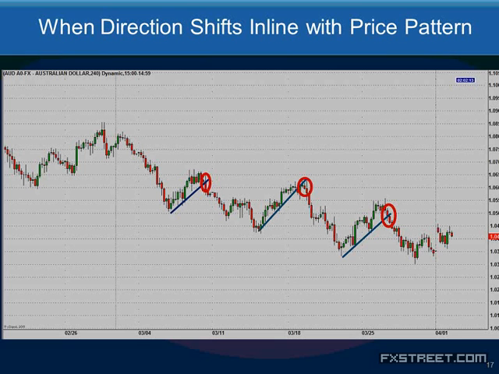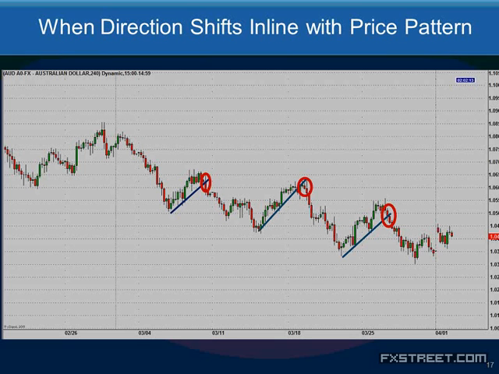Perfect. Now, this occurrence which we just described, where we circled the red circles, that's what we call a change of direction. An even more simplified way to look at this is we're selling rallies in a downtrend, right? So that's all we're doing.